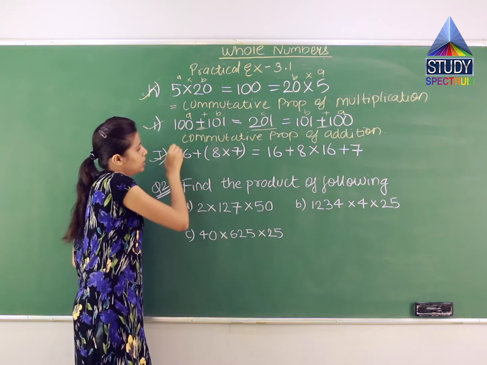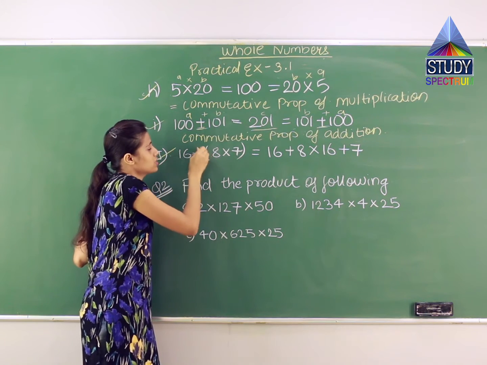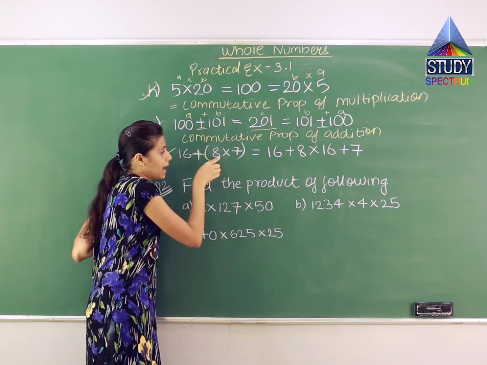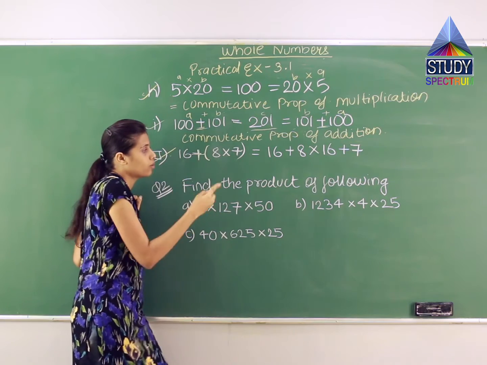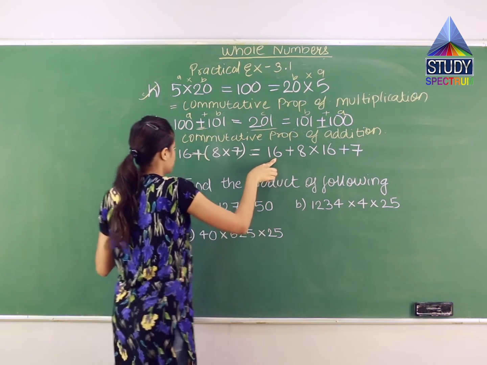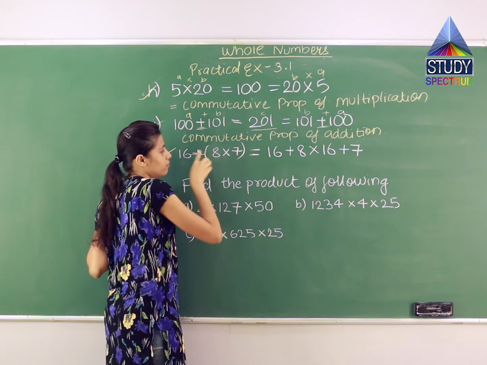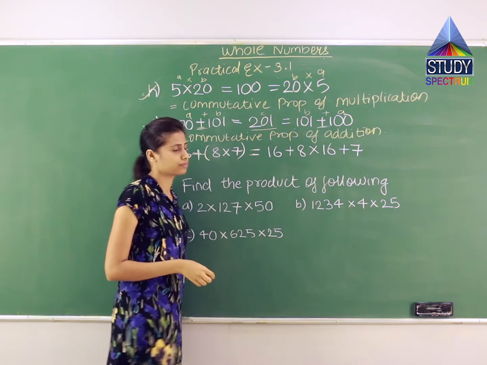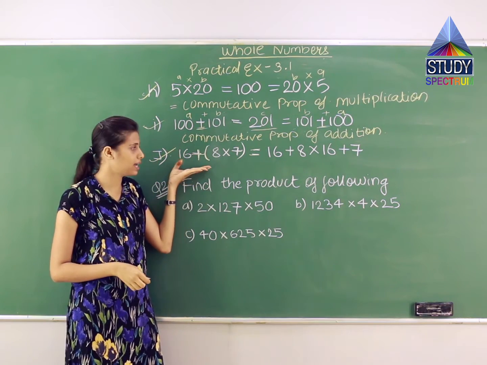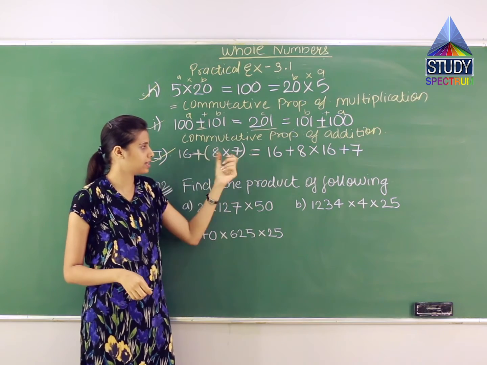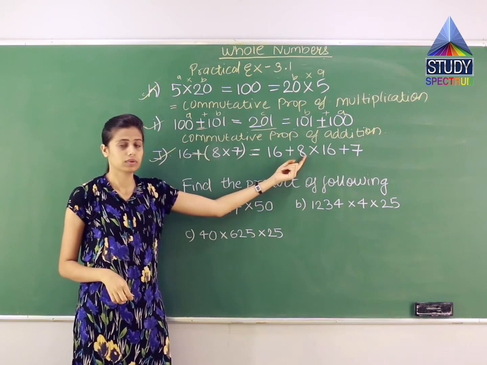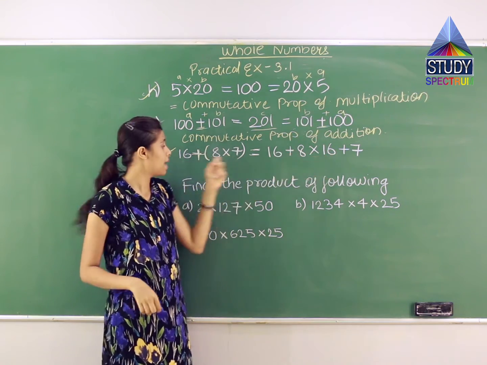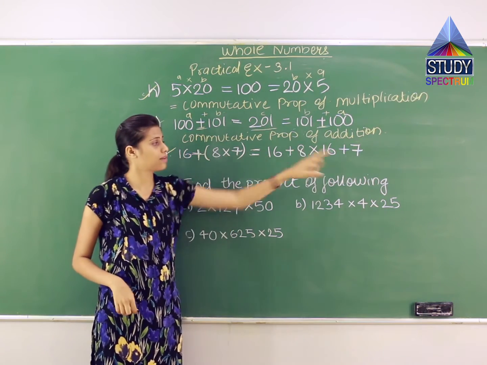Now the next question. 16, addition sign in between, and in a bracket there is 8 multiplied by 7, which will be equal to 16 plus 8 multiplied by 16 plus 7. मतलब क्या किया, ये जो 16 जो बाहर था ना उसको मैंने 8 के साथ ऐड कर दिया, 16 plus 8, राइट, एंड मल्टीप्लिकेशन साइन जो था उसको मैंने लिखा, फिर ये वाला 16 वापस रिपीट होगा, प्लस साइन वापस रिपीट होगा एंड ये 7 आ जाएगा.